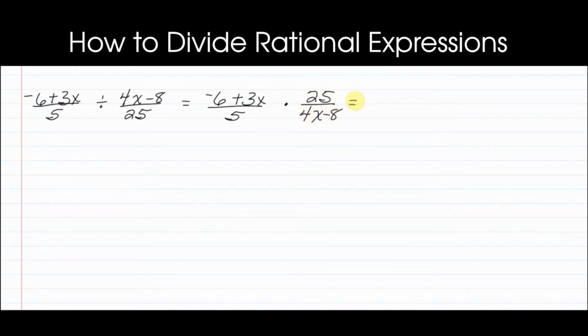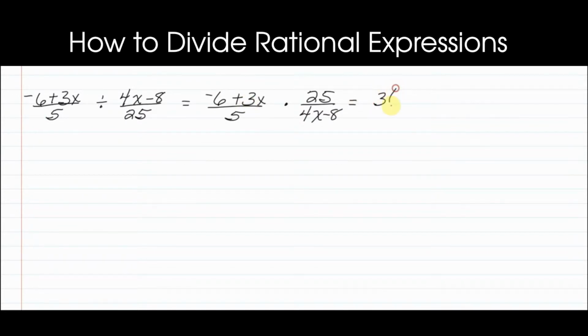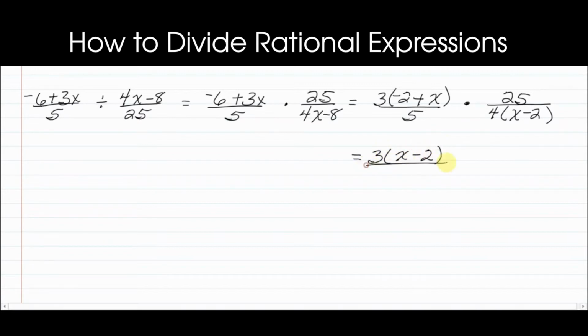Now, in order to cancel out common factors, we need to factor each numerator and denominator completely. So, when we factor this one, we take out a GCF of 3, and we're left with negative 2 plus x over 5 times 25 over, when we take out a GCF of 4, we're left with 4 times x minus 2. Now, remember that this negative 2 plus x is the same as x minus 2. So let's rewrite that.